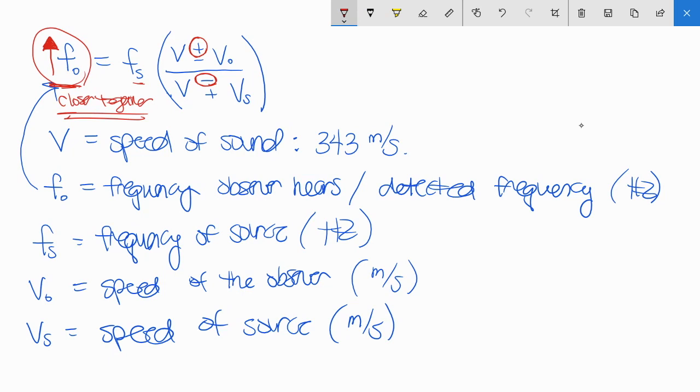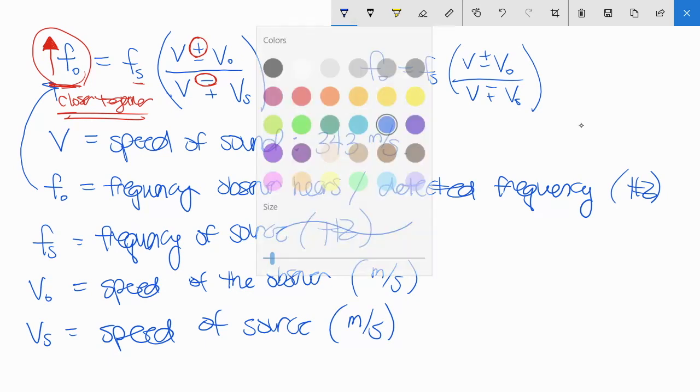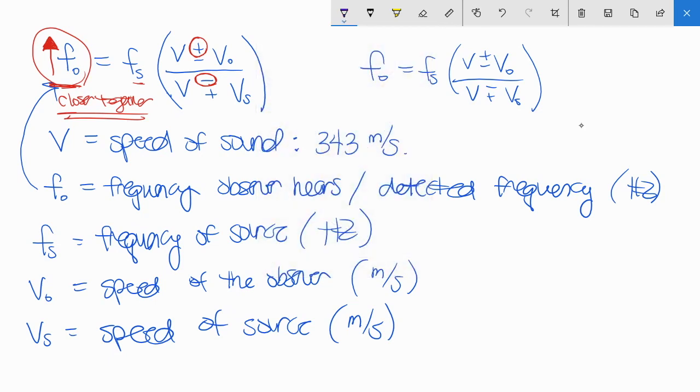Okay? Now, I'm going to write this equation again. V plus or minus V naught over V plus or minus Vs. Okay? Now, let's say the source and the observer are getting farther apart. So let's say the source has already passed the observer and now it's moving forward. Okay? That means the observer is going to hear a lower pitch sound. So this is going to be lower. Okay, so that means we want this to be a fraction that's less than 1. So we want a small numerator and a big denominator. Okay, think about that, what you think that means mathematically, and we're going to do an example.